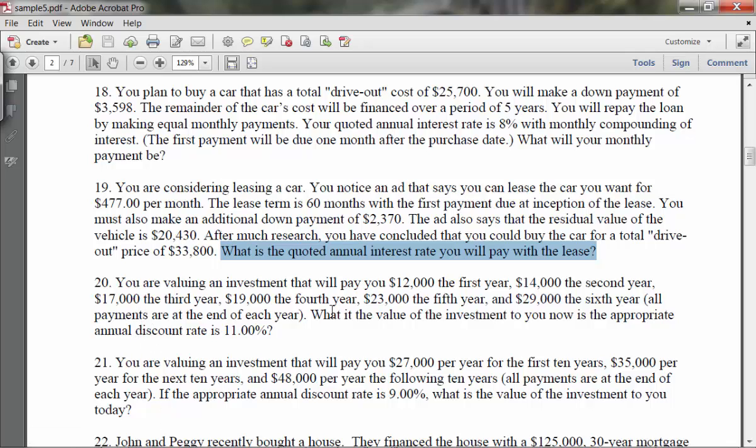You are valuing an investment that will pay you $12,000 the first year, $14,000 the second year, $17,000 the third year, $19,000 the fourth year, $23,000 the fifth year, and $29,000 the sixth year. All payments are at the end of each year. What is the value of the investment? They messed up in the question here. What is the value of the investment to you now if the appropriate discount rate is 11%?